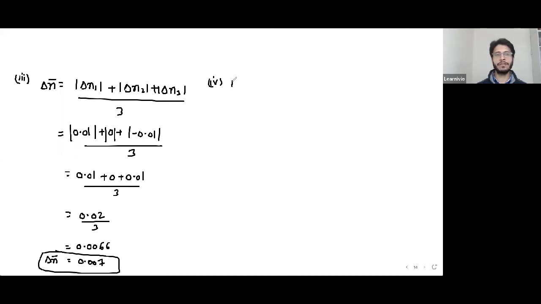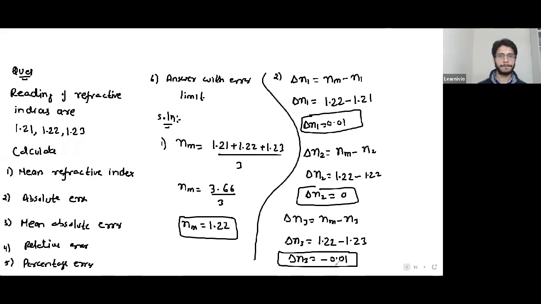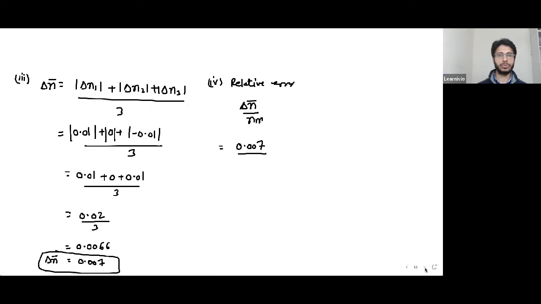You can calculate relative error. Relative error is mean absolute error divided by mean value. Mean absolute error is 0.007 by mean value. Mean value is 1.22. So this comes out to be 0.007 divided by 1.22. So if I divide them, this is 0.0057. This is relative error.